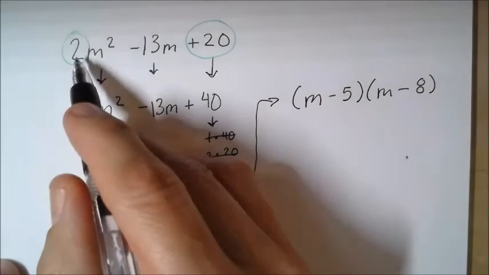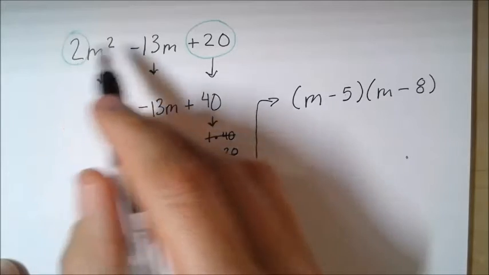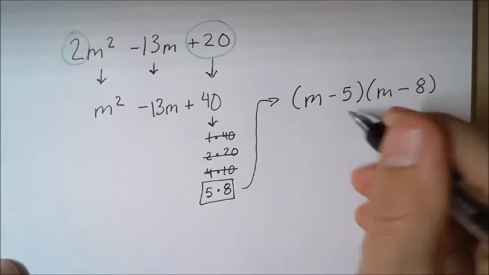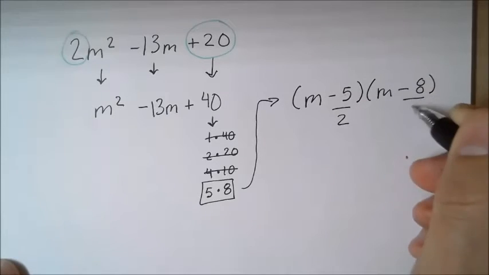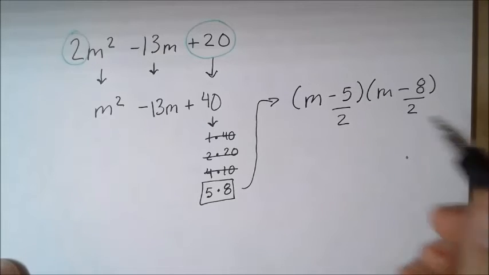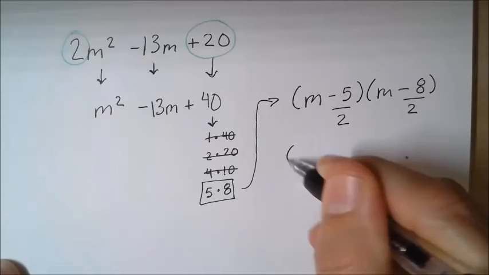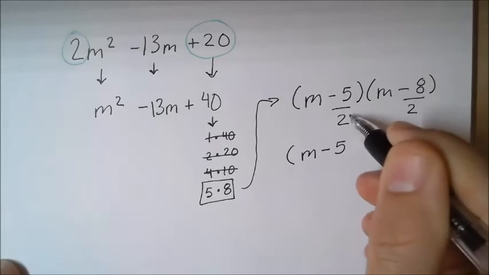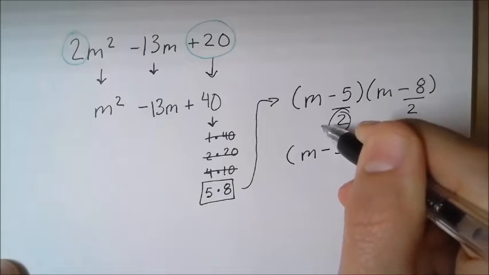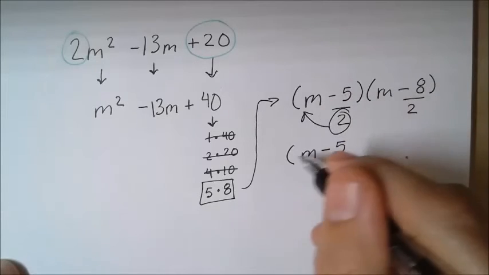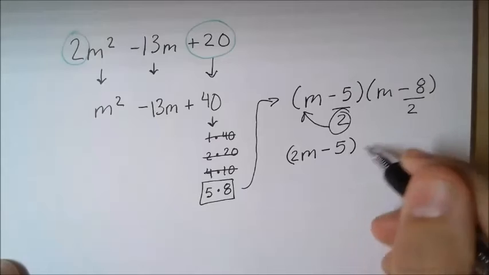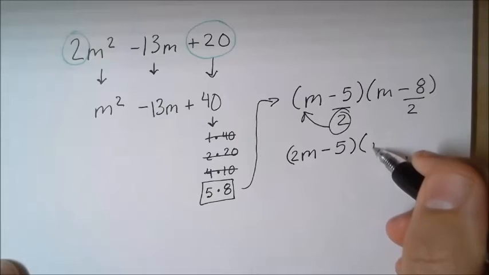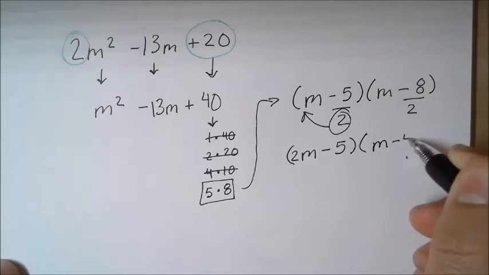My next step is to take this 2 that we multiplied to our constant, and we now need to divide each one of these integers by 2. So let's do that. I'm going to rewrite it now. I have m minus 5, and remember we take this denominator, if it can't be simplified any further, and move it up front. So that's going to be 2m minus 5. And then 2 can go into 8 4 times. So for this one, we're going to have m minus 4.